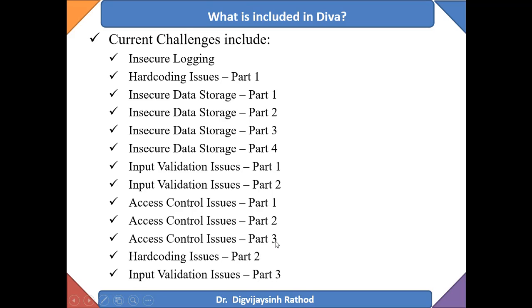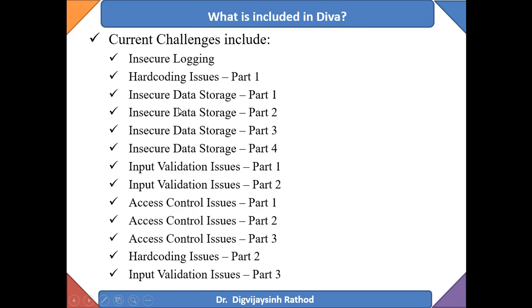We will see each of these challenges in detail at the code level also. But just make yourself aware of what kind of vulnerabilities you can expect from this Diva application. Then you also have the hard coding issues part 2, and the last one is the input validation issues. So in total, there are 14 to 15 vulnerabilities available inside Diva.